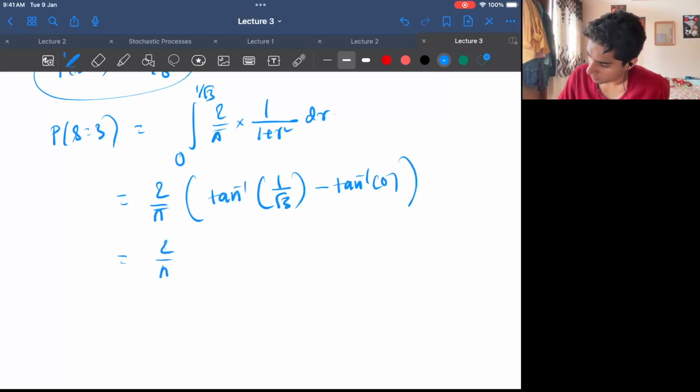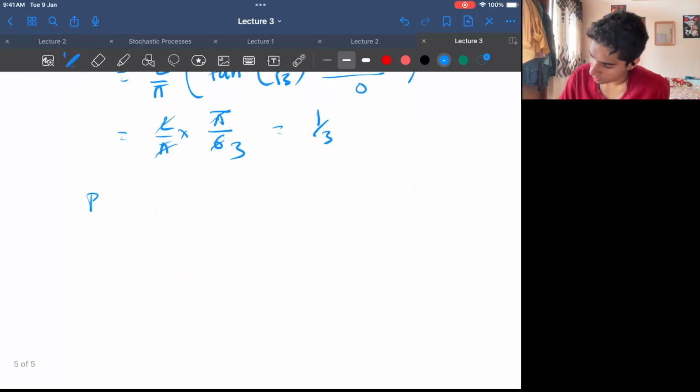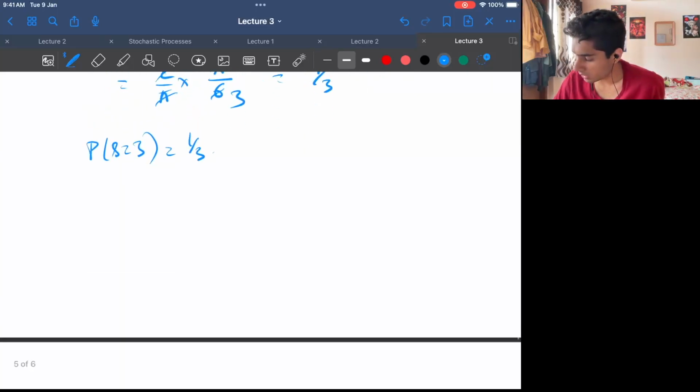This will be 2 by pi into tan inverse 1 by root 3, which is pi by 6, and tan inverse 0 is 0. So the 2 threes are pi gets cancelled, so this is 1 by 3. So P of S equal to 3 is equal to 1 by 3. So now we are done.